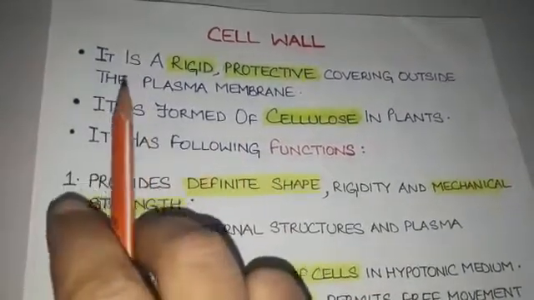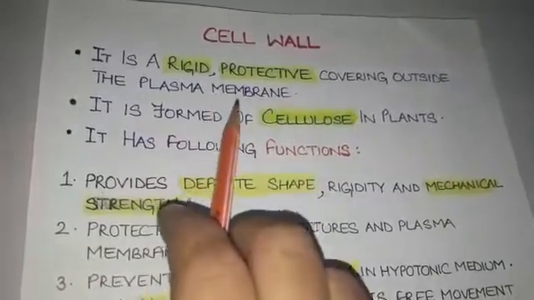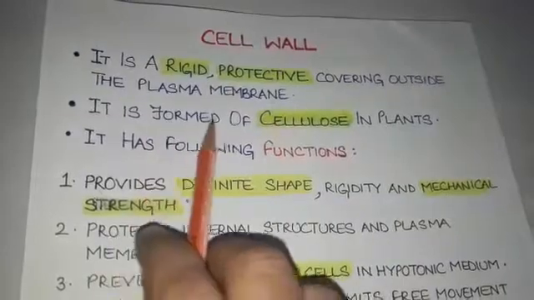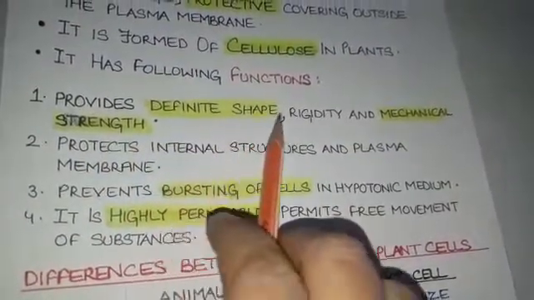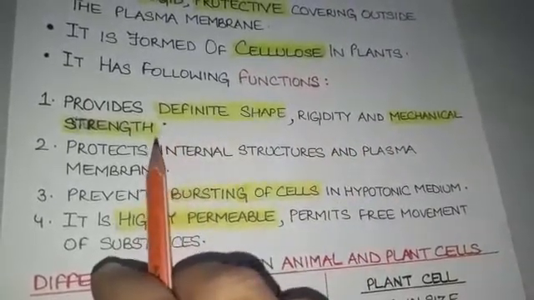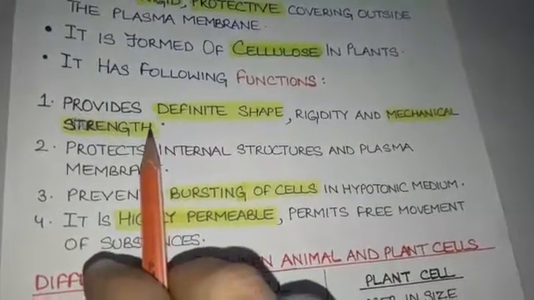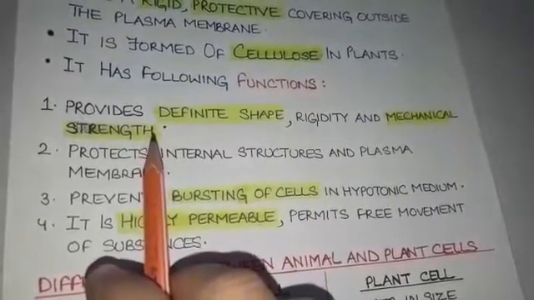Cell wall is a rigid and protective covering that is present outside the plasma membrane. In plants, cell wall is made up of cellulose and it has the following functions. Number one, cell wall provides a definite shape, rigidity and mechanical strength to the plant cells, as the plants cannot move and they have to bear all the natural forces like rains, winds, storms, etc.